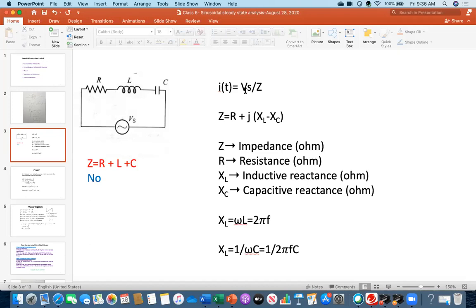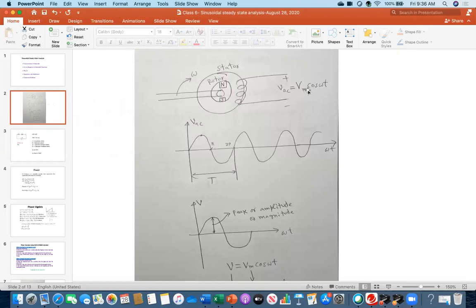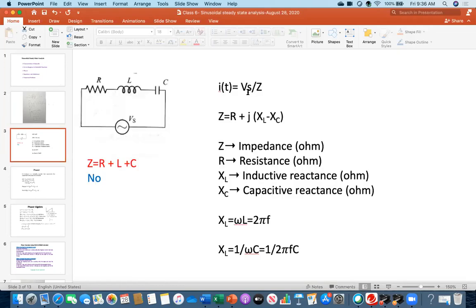But you see in the numerator, there is Vs. And what is the expression of Vs? Vs is Vm cosine of omega t. It will be like that. So if that is cosine of omega t, then your current is again in terms of omega t, a cosine function.